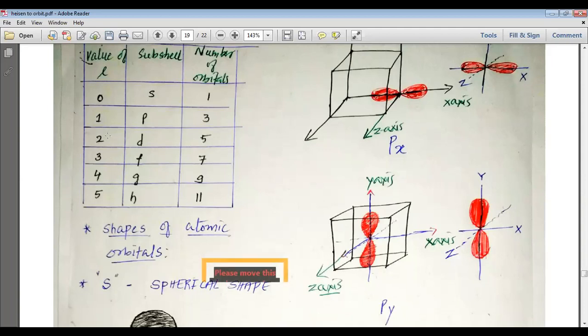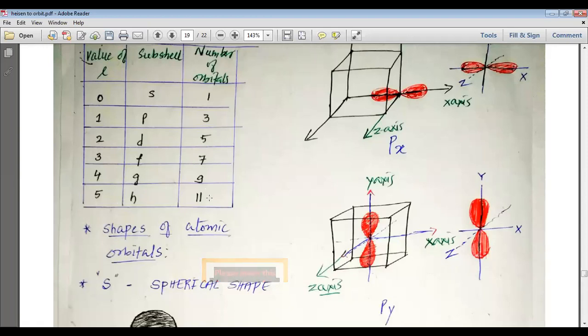Same way, my dear students, when l is equal to 3, the subshell is f, and the number of orbitals is 7. When l is equal to 4, the subshell is g, and the number of orbitals is 9. When the value of l is equal to 5, the subshell is h, and the number of orbitals is 11.